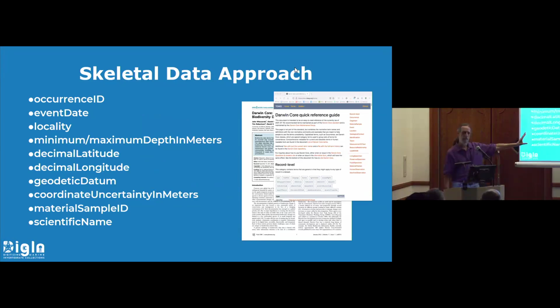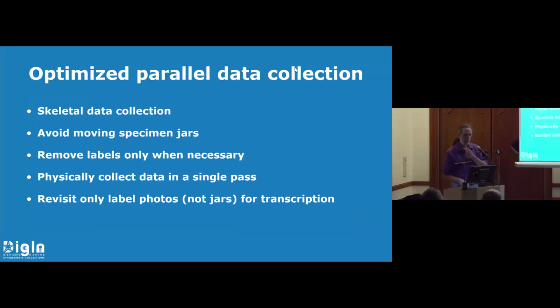So Darwin Core driven, these are basically the sort of fields that we were collecting, a very, very minimal approach to gathering the least possible, most useful data on each specimen. Optimizing parallel data collection also. So first of all, skeletal data collection, avoid moving jars whenever we can. We decided we were not going to be taking jars from the collection areas to some digitizing place and then bringing them back. Removing labels only if we had to read them.